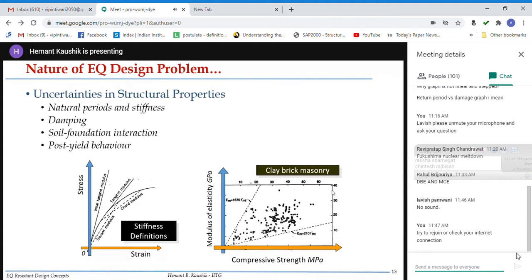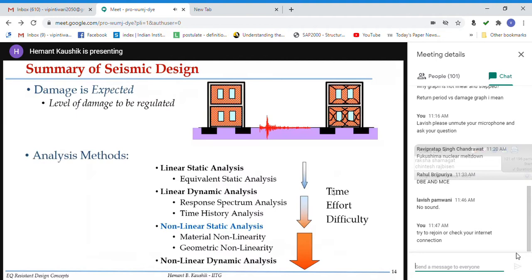So that is uncertainty in stiffness only. Now you can imagine the uncertainty that will be there in the damping calculations, which are difficult to estimate. There are uncertainties related to soil foundation interaction; we cannot see what is there below, right? So how will we model it? For the post-yield behavior, we say that the properties of steel are very well standardized, but it depends on who the manufacturer is. The post-yield behavior of the steel affects the post-yield behavior of the entire building and its members. So these are the uncertainties.